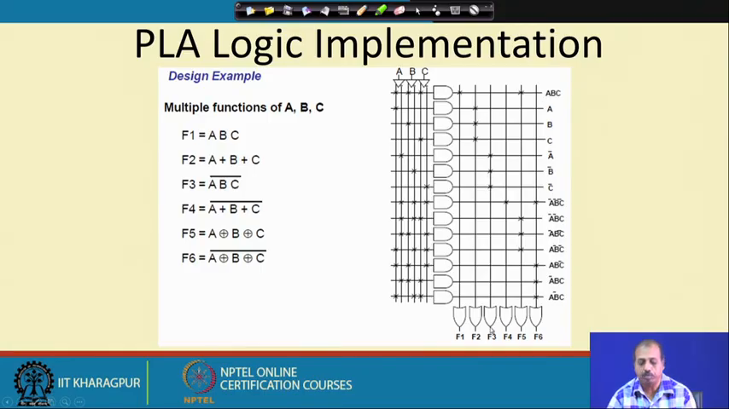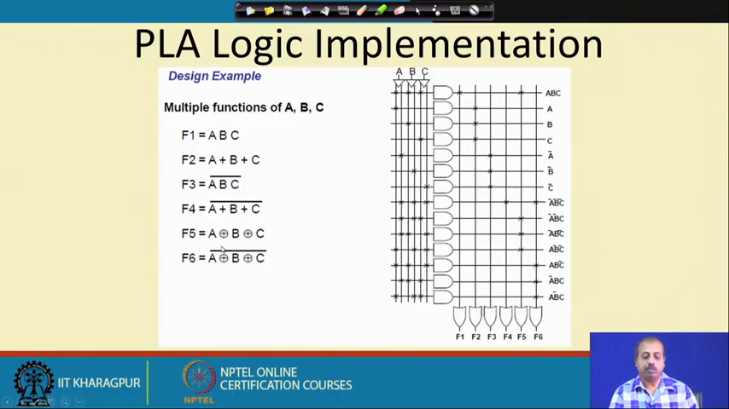They are ORed here to get F3, and for getting, say, A plus B plus C whole bar, F4, how are we realizing F4? This is by means of this product line, A bar, B bar, C bar. A bar, B bar, C bar are obtained and that is coming to this OR gate to produce F4. So, this way we can realize any function.